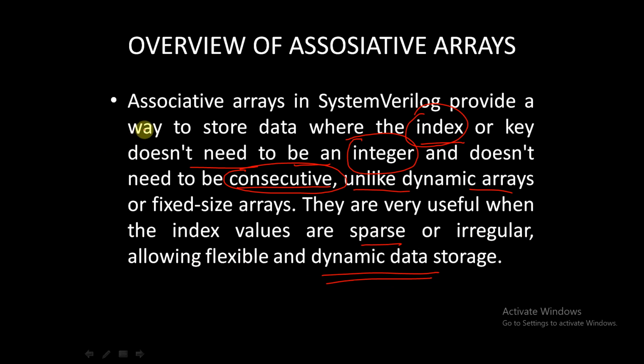So this is the overview of associative arrays. What is the first point? The index value need not be an integer in the case of associative arrays. And what is the second point? The index value doesn't need to be consecutive, unlike dynamic arrays or fixed size arrays. So this is the basic difference between associative arrays and the other types of arrays present in SystemVerilog.